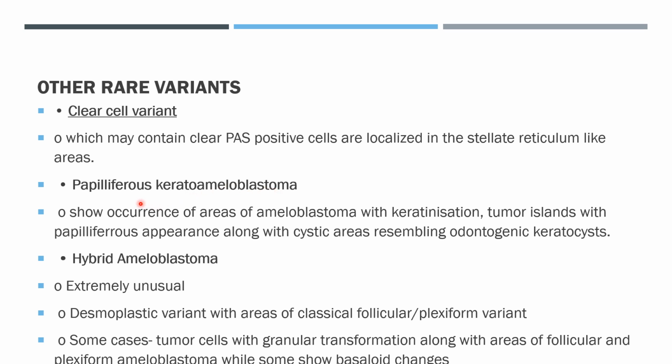Keratoameloblastoma is another rare variant, showing areas of ameloblastoma with keratinization, tumor islands with a papilliferous appearance along with cystic areas resembling the odontogenic keratocyst. Coming to the hybrid ameloblastoma, it is an extremely unusual desmoplastic variant with areas of the classical follicular and plexiform variant. In some cases tumor cells show a granular transformation along with areas of follicular and plexiform ameloblastoma, while some show basaloid changes.